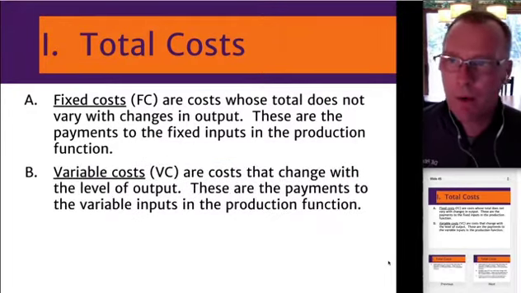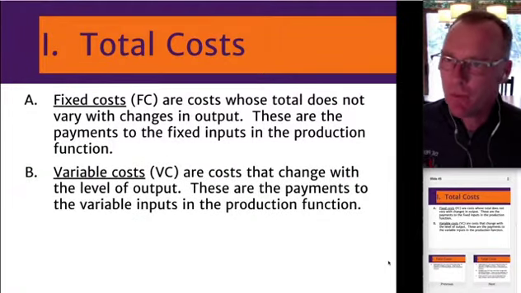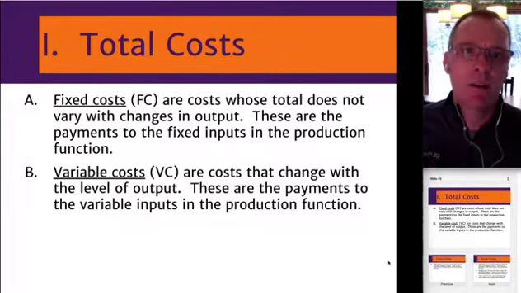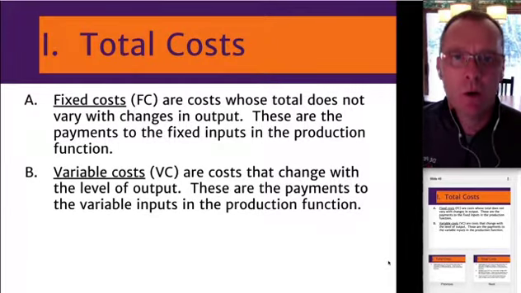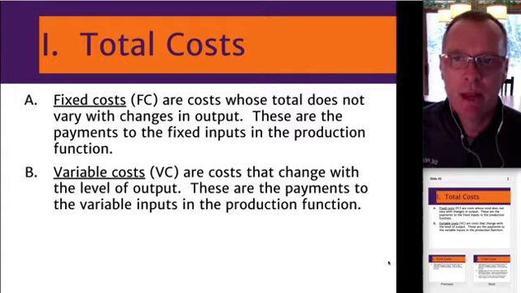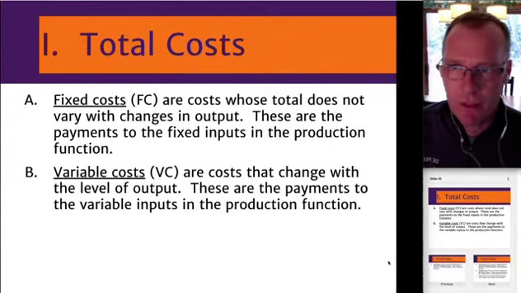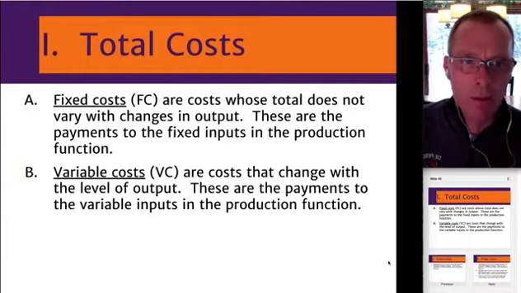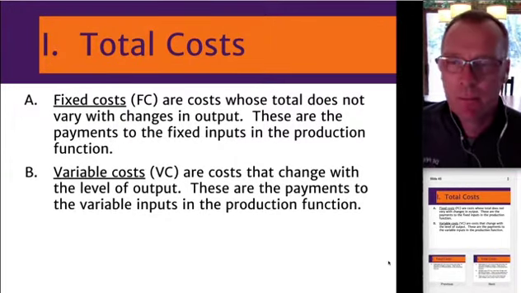Total costs are made up of fixed costs and variable costs. Your fixed costs are costs that don't change as we add in input. Those are going to be things like the utilities at your place of business. You're going to have the heat, you're going to have electricity. Those are going to be fixed no matter what. Even if you produce zero output, the fixed costs are going to be fixed.